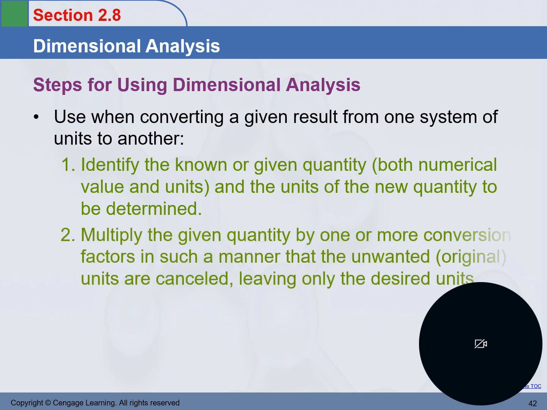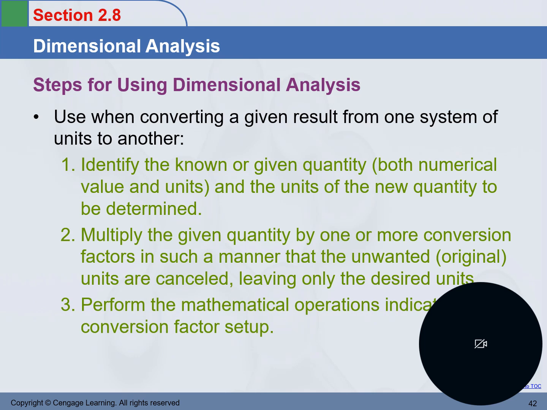Next, you're going to multiply it by the conversion factor that you're trying to use and set it up in such a way that your unwanted units get canceled out by being on opposite sides of the fraction, leaving only your desired units. And then you do the mathematical operations so that you can finish the problem.